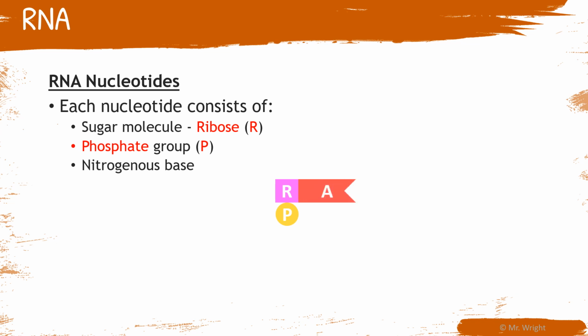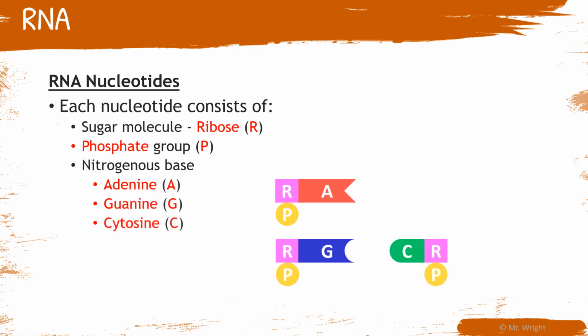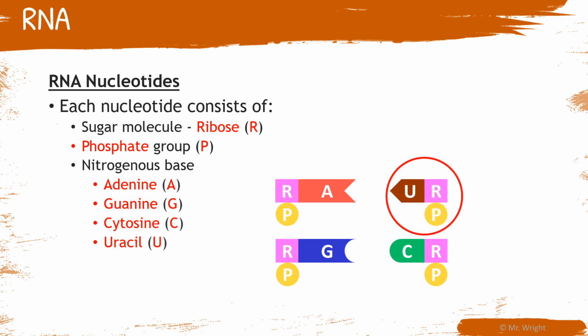However, there's one key difference in the nitrogenous bases that make up RNA nucleotides. The nitrogenous bases of RNA nucleotides are adenine, guanine, and cytosine, which is similar to DNA nucleotides. However, the fourth nitrogenous base of RNA nucleotides is uracil, which is the key difference between DNA nucleotides and RNA nucleotides.